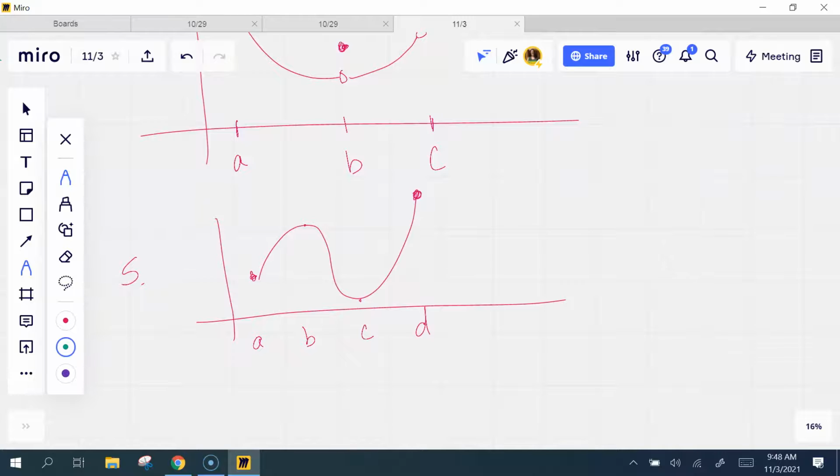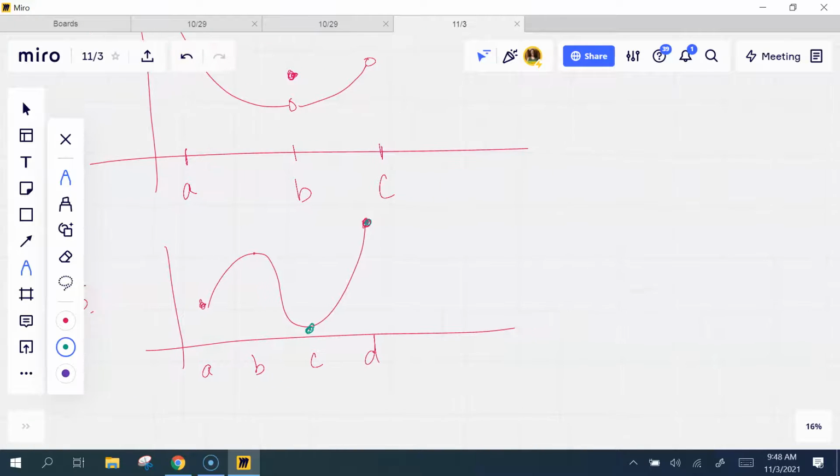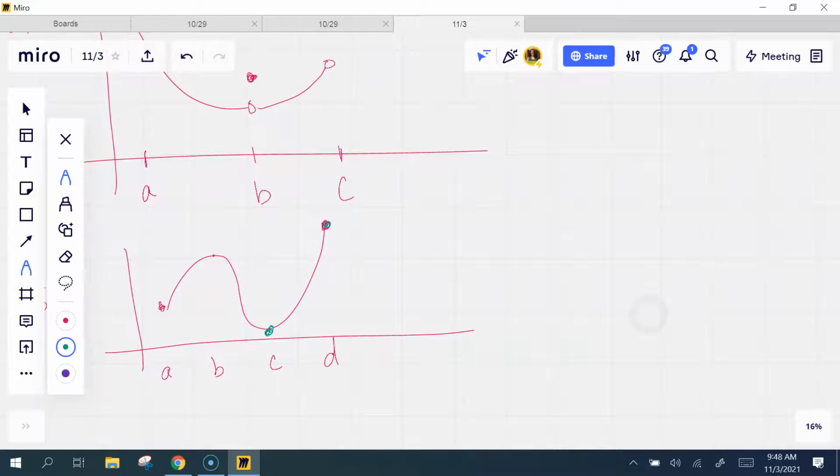C and D. Yeah. C and D. Lowest. That's okay. That's all right. I'm sorry. I whipped through that because it was kind of fast.